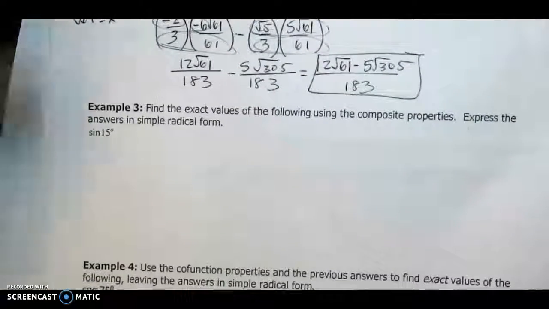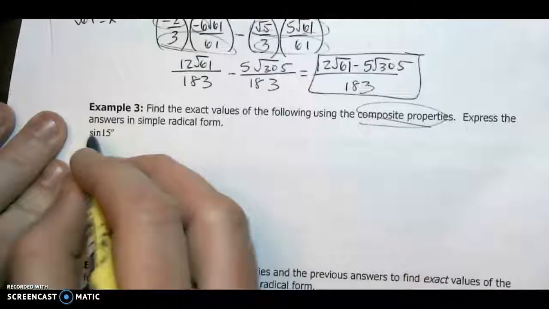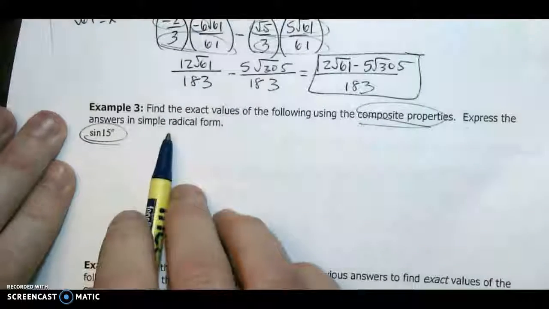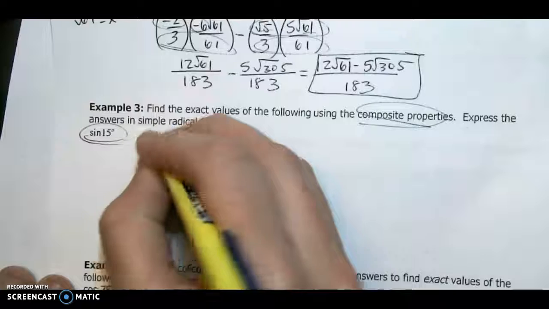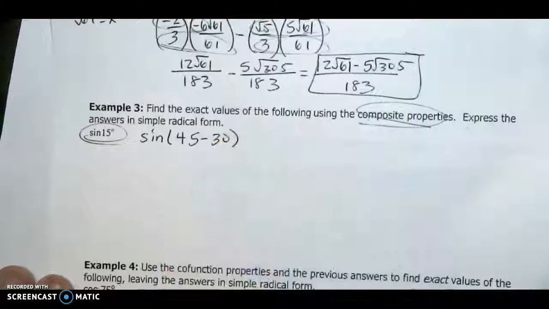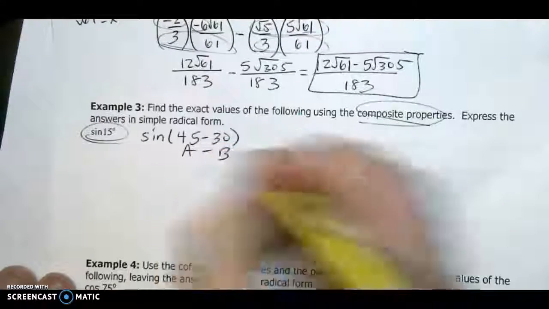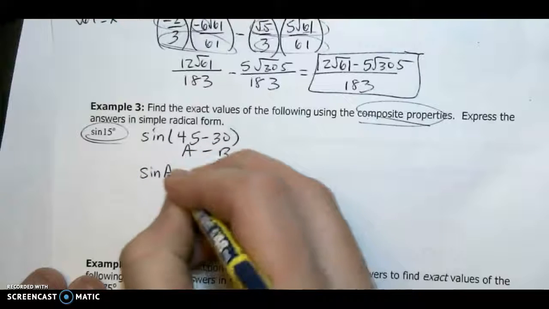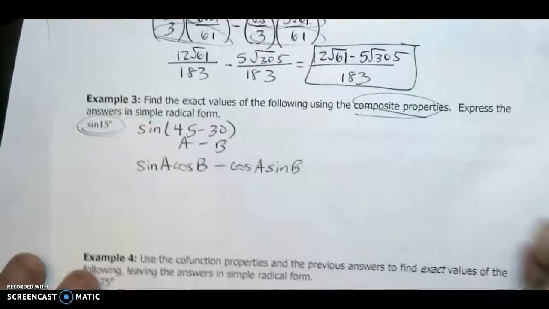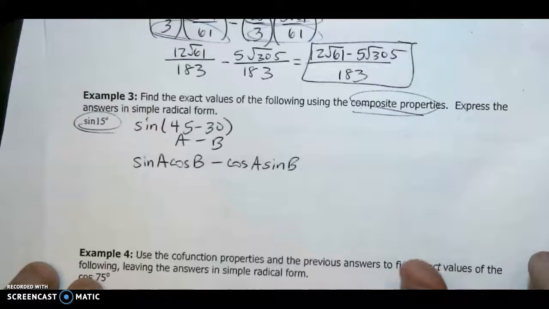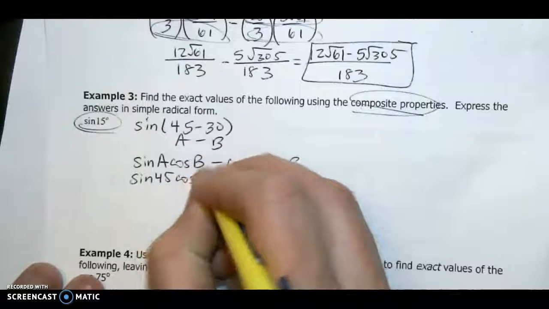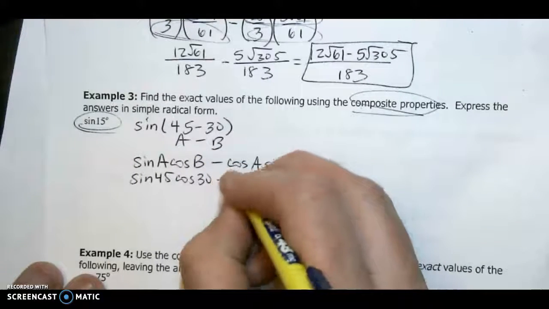Example 3, they want us to use composite properties to find sine of 15. So we're going to use our 30s, 45s, and 60s and all those other special angles to make 15. One easy pair would be 45 minus 30. So that would be A minus B. If you look at your composite properties, that's sine of A, cosine B, minus cosine A, sine B. Actually, the one we just used in example 2. So now you're going to plug in 45s for all your A's and 30s for all your B's. And again, that's because they subtract to make 15, which is what we want.